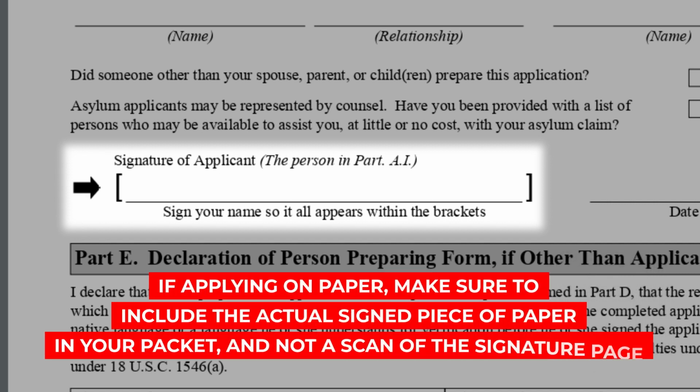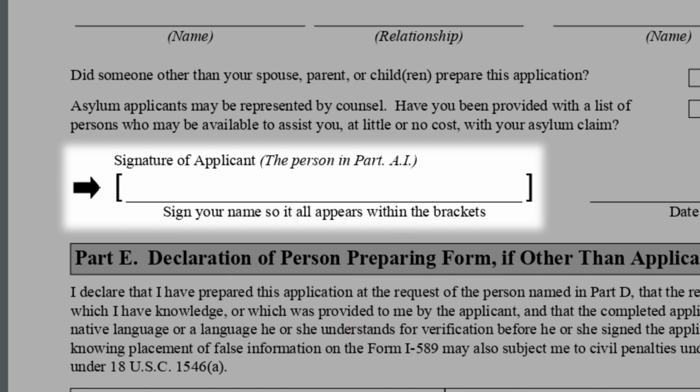Note that the packet you sent to the government, if you're applying on paper, should contain the piece of paper that you actually signed with ink, as opposed to a scanned copy of that page. The government has been inconsistent on this issue, but you do run some risk of having your application rejected if you send in a scan of the signature page instead of the so-called wet ink signature, which refers to the actual ink signature you applied with your own hand.